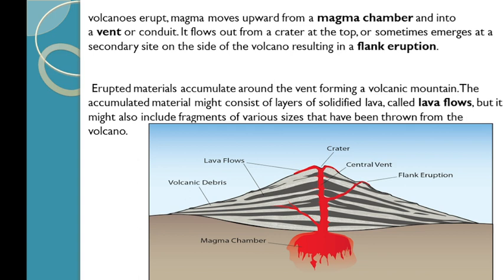Next, everyone is introduced with this type of diagram. This is a magma chamber. When magma moves upward from the magma chamber, the volcano erupts. Where does a volcano erupt from? Magma moves upward from the magma chamber and into a vent. This is a vent, and the conduit flows out from a crater.